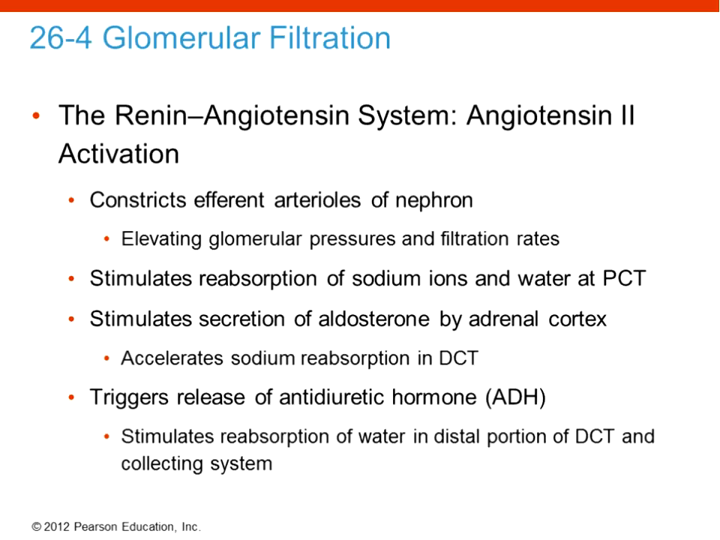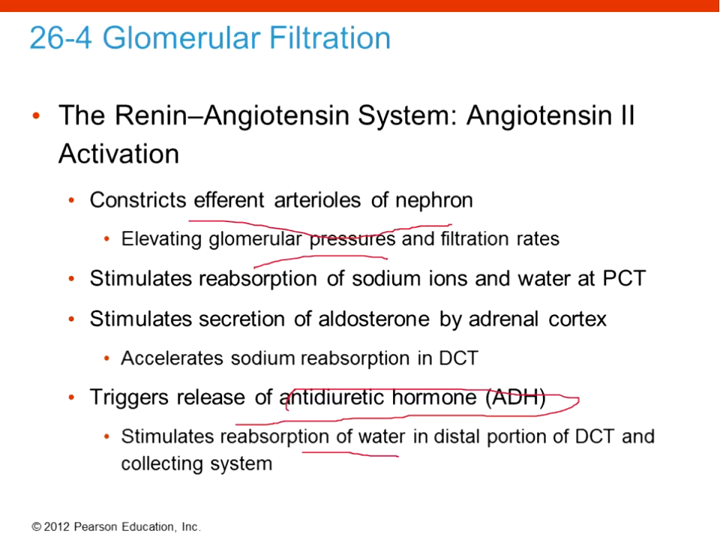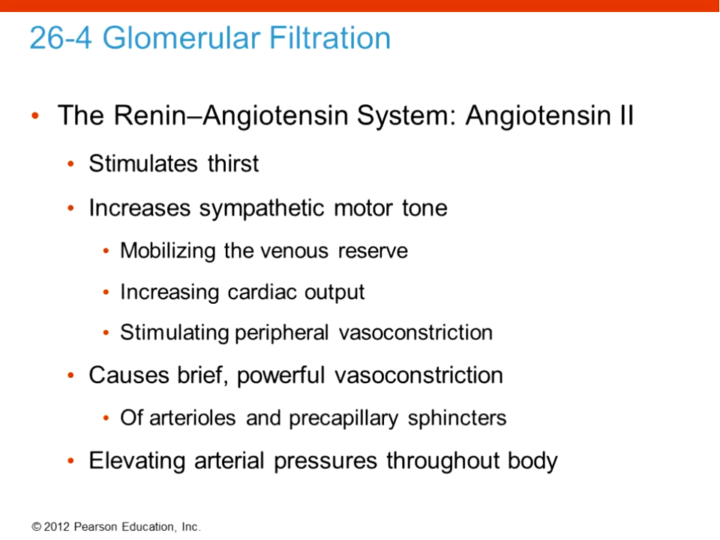And once it's active, you're going to see constriction of the efferent arterioles. That's going to elevate glomerular pressure, stimulate reabsorption of water and sodium ions, and trigger release of ADH, right? Antidiuretic hormone is also going to stimulate reabsorption. So all this stuff is trying to help increase pressure, which is going to help then get GFR back up. So the renin-angiotensin system is working that way.